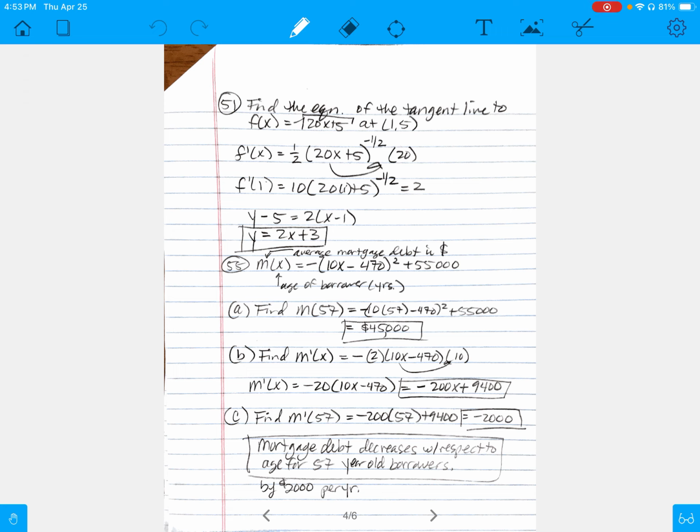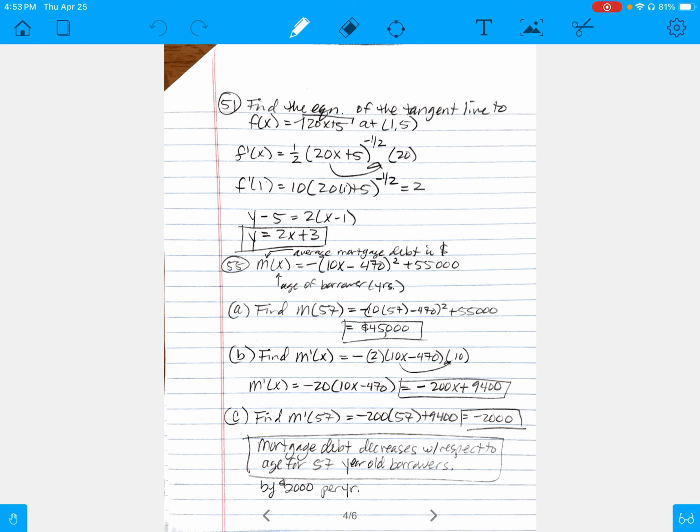Then we get to 51. In 51, we're finding the equation of the line that's tangent to f of x equals the square root of 20x plus 5. And we're specifically finding the equation of the tangent line at the point (1, 5). So to find the equation of the tangent line, f prime, the derivative of f, gives us the slope of the tangent line.